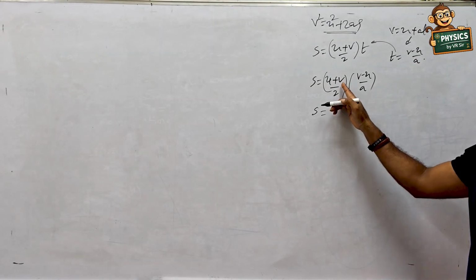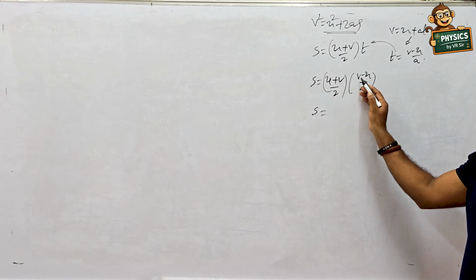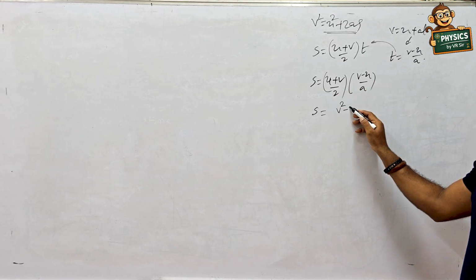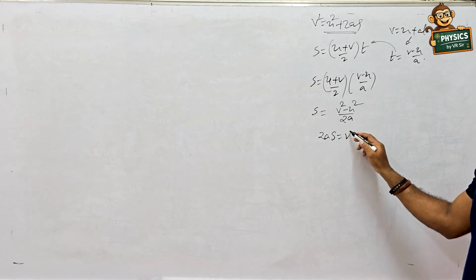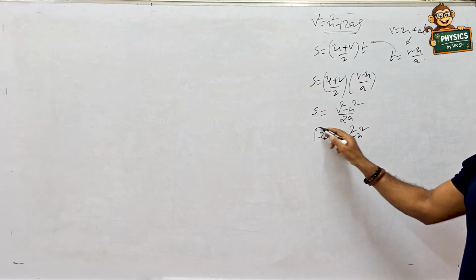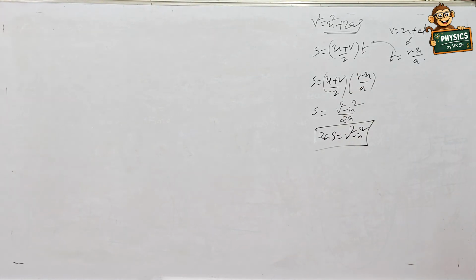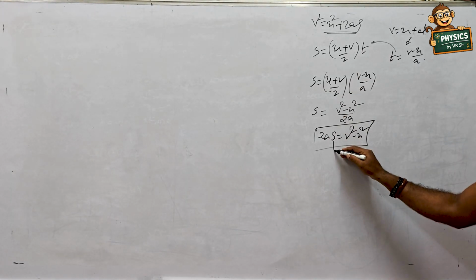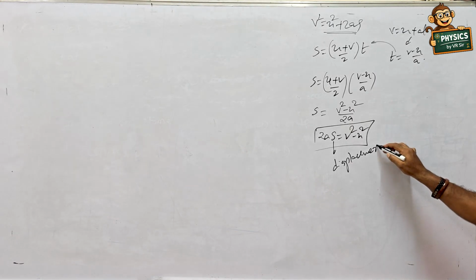Now, a plus b into a minus b gives a square minus b square. So we get a square minus b square upon 2a, so 2as is equivalent to v square minus u square. So this is the other way of deriving the relation among these, and please remember this is a displacement. Okay, this is the displacement.